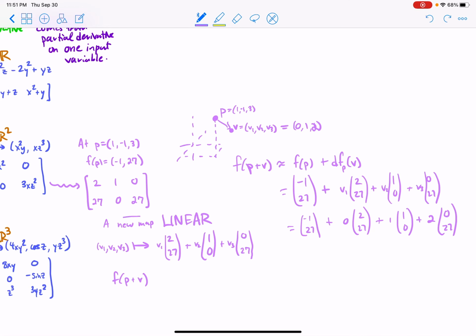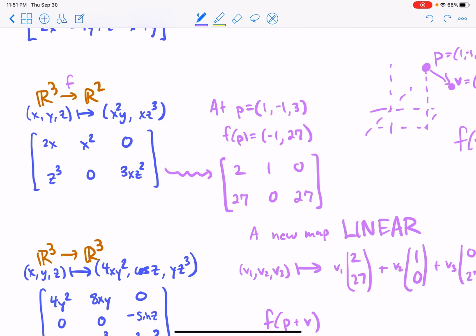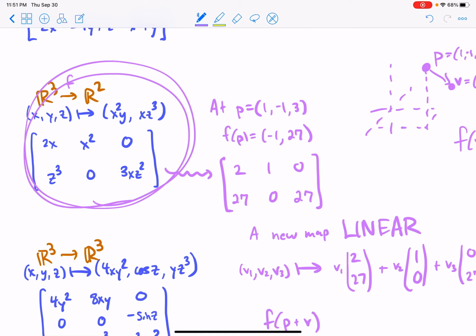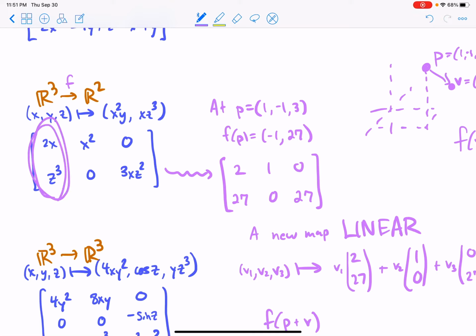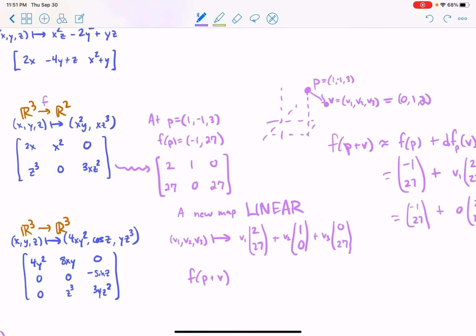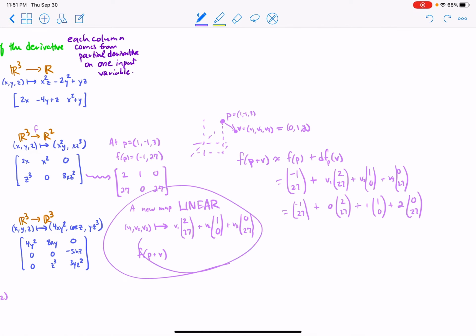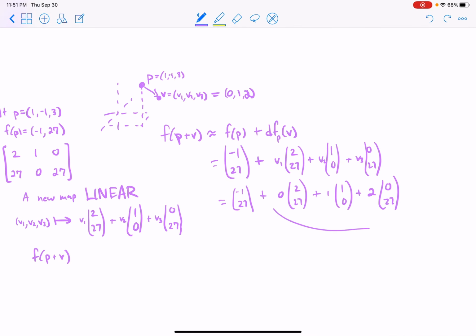That point P is where I plug in and I get specific numbers from what? These partial derivatives. This is the partial with respect to the first variable. This column came from the partial with respect to the second variable y. This column came from taking the partial derivative with respect to the third variable z. I plug in at a point and I get a linear map, which I can then use. I use this linear map over here and add it to my output. This is sort of a shift.